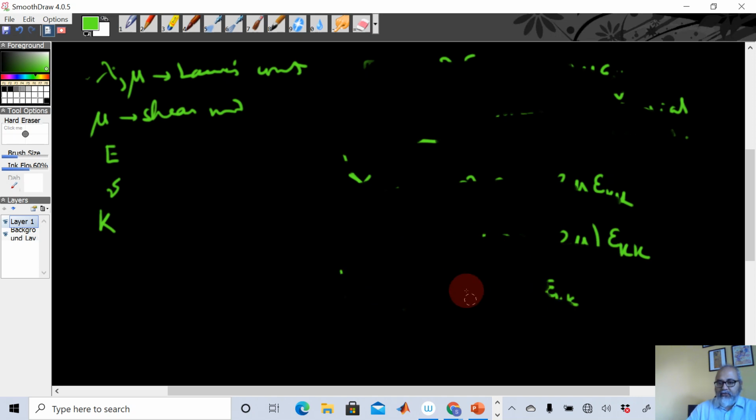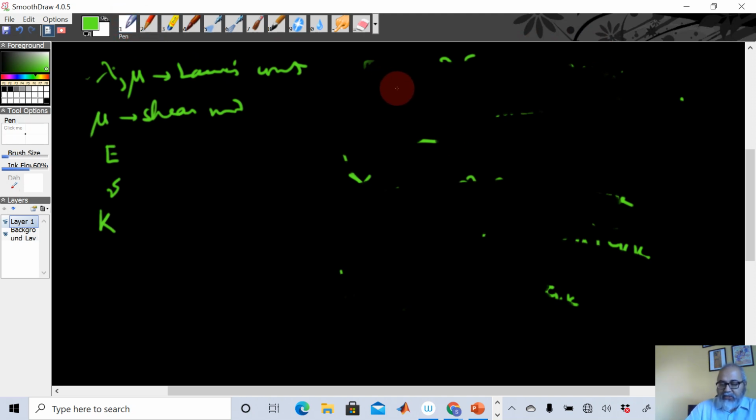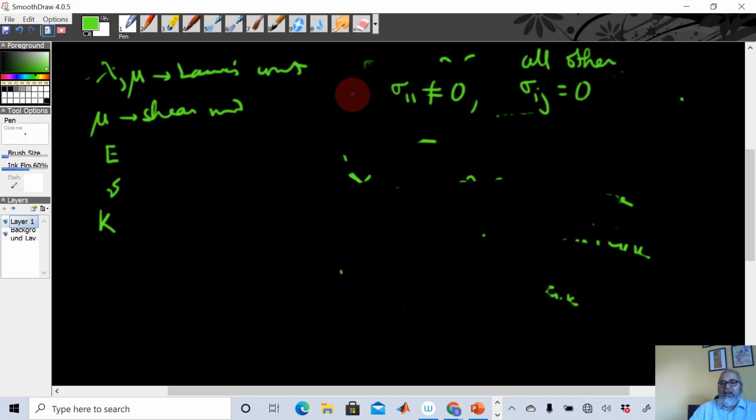So let us consider a situation where I am pretty sure that I have made a sample where only sigma 11 is not equal to 0, and all other stresses sigma ij are equal to 0. Suppose I am guaranteed that I have generated a sample geometry which follows this. In that case, all the shear stresses are 0, so the shear stress-strain equations don't even come into the picture. I have all 3 equations involving the normal stresses.